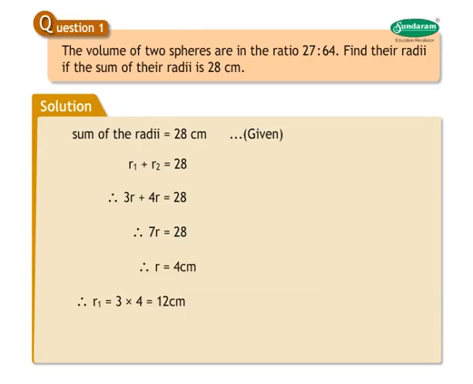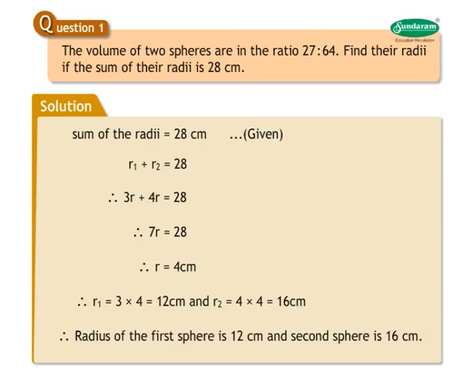Therefore, R1 is equal to 3 into 4 is equal to 12 centimeters and R2 is equal to 4 into 4 is equal to 16 centimeters. Thus, radius of the first sphere is 12 centimeters and second sphere is 16 centimeters.